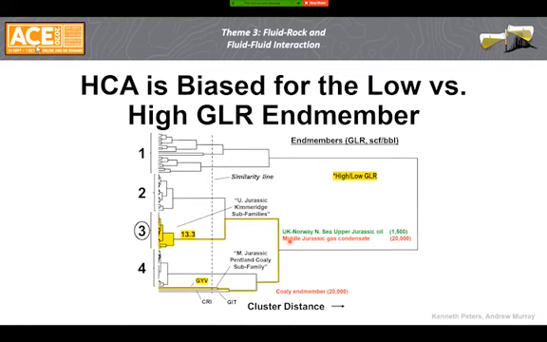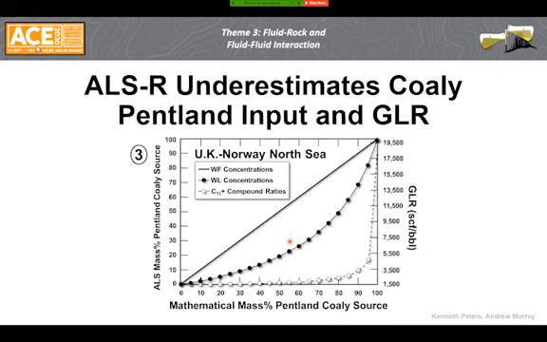Okay, so I'm not going to discuss 3 or 4. We're just going to fly through those. You can see I have a table and a figure for each. And again, you see this extreme underestimate of the coal input. This is Pentland input here, very underestimated using ratios.